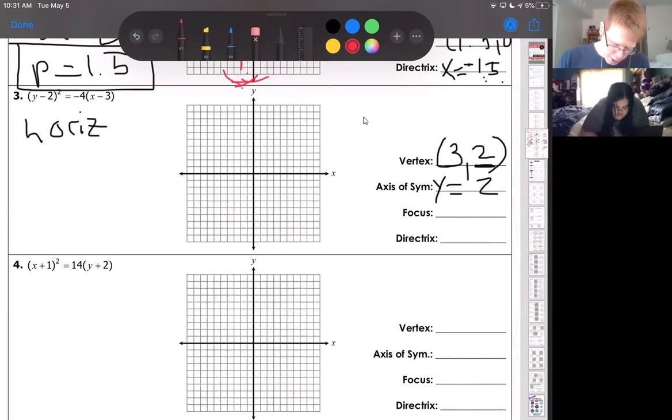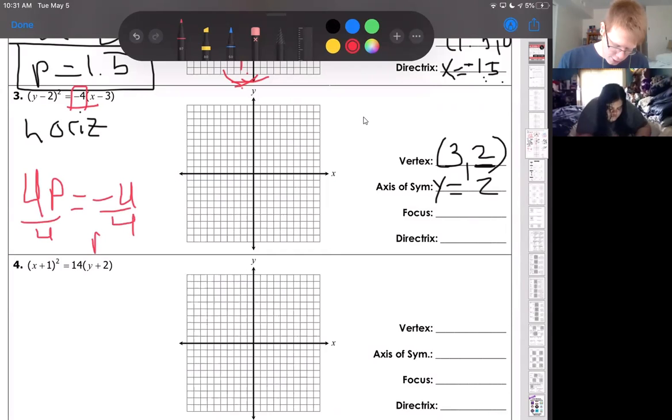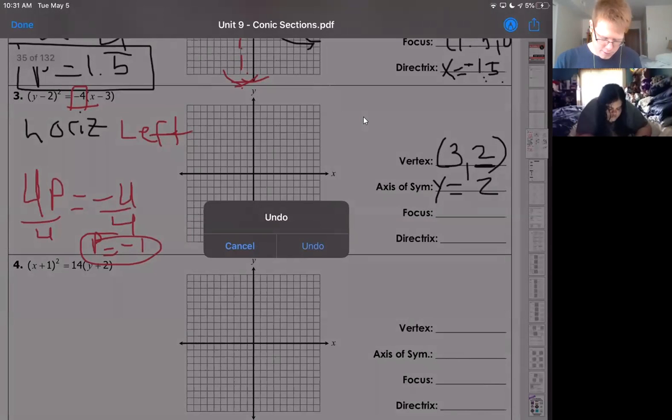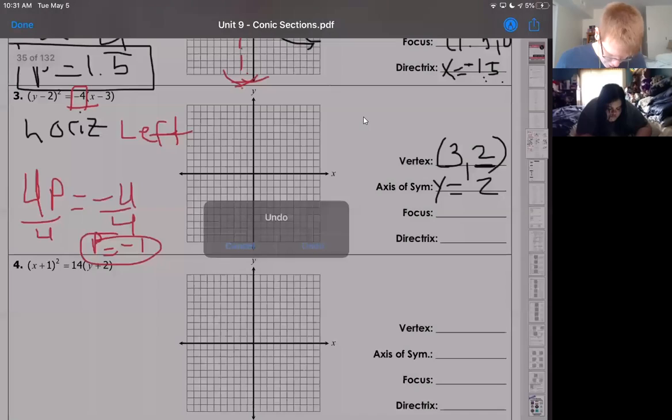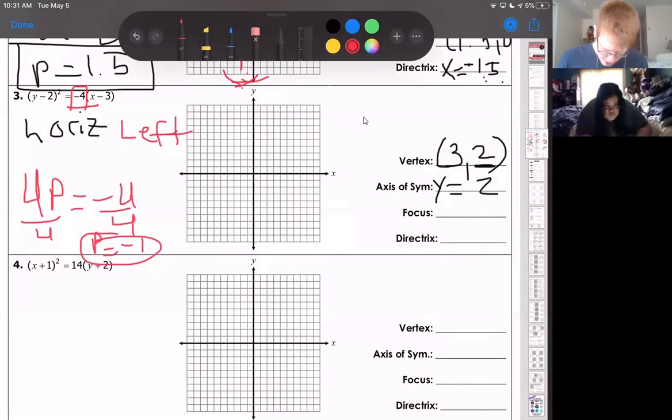But the next thing we're going to do is find our p-value. Remember, the part in front of your second variable, on the right side, is equal to 4p in that formula. So we have 4p equals -4. If you solve this, you'll get -1. Since our p-value is negative, that means it's going to open to the left.